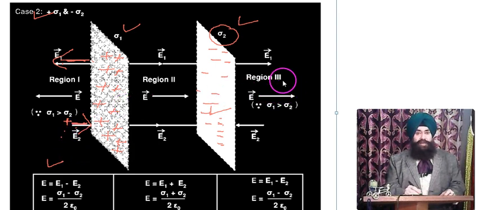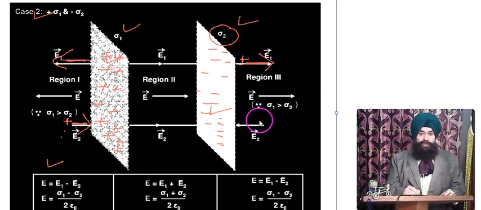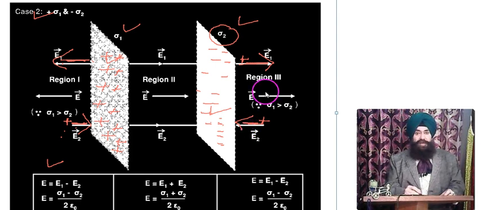and the net is E1 minus E2. Now in this region, if you put a unit positive charge, because of this sheet, it will be repelled along this side. If you put a unit positive charge, because of this sheet, it will be attracted along this side.